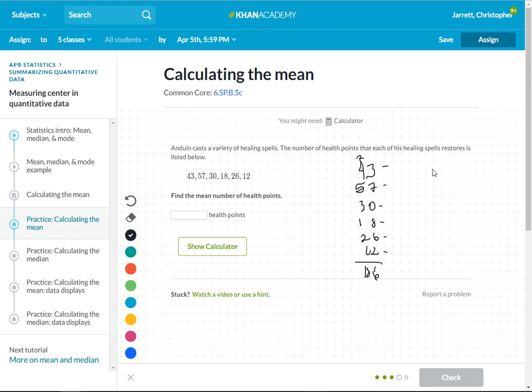So to find the average, it would be 186 divided by 6. So 6 goes into 18 3 times. 3 times 6 gives you 18, a difference of 0. Bring down your 6. 6 goes into 6 1 time, a difference of 0, so the answer is exactly 31. So my average is 31 health points.